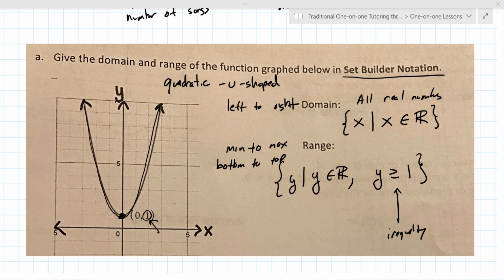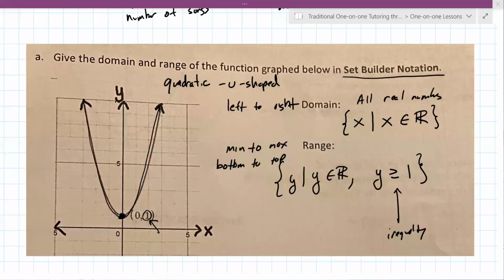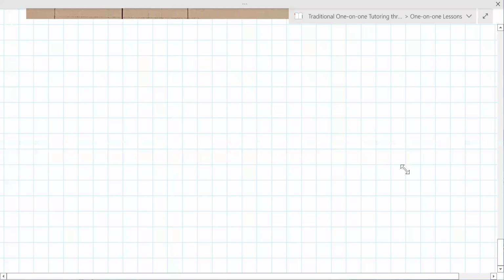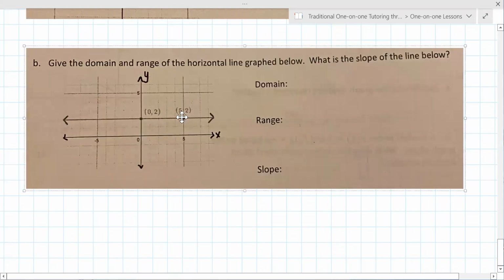All right, let's look at the next problem, B. This one's a little bit odd. It's a horizontal line through 2. Y is always 2 along this line. That's how I read it, and that's how I remember it. Y is always 2.